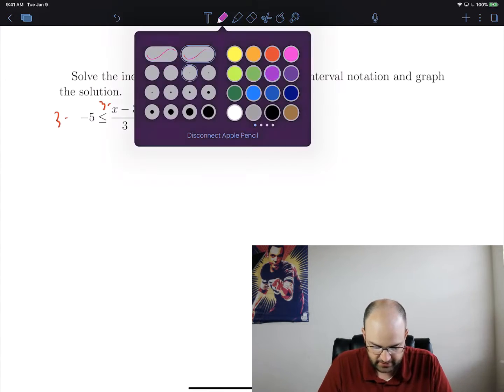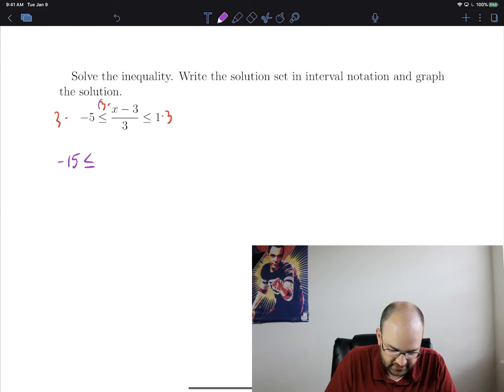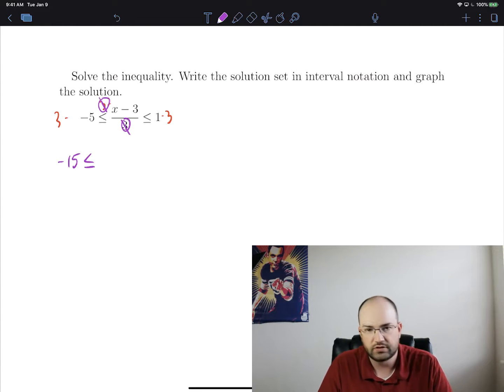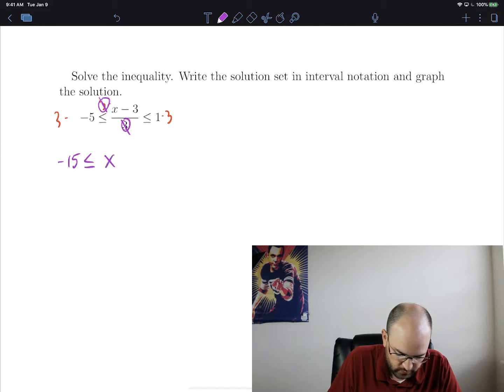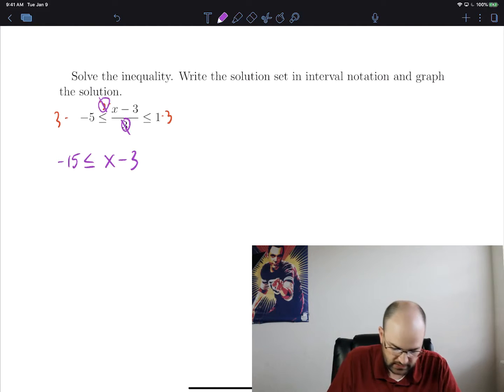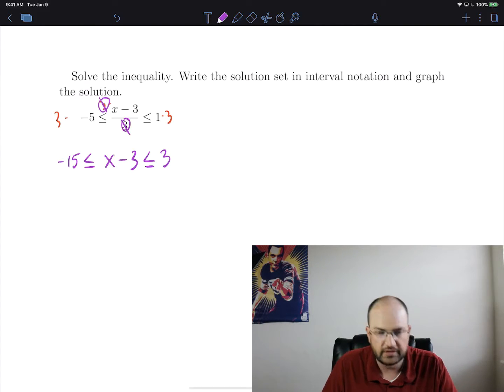So the left-hand side, 3 times -5 is -15. Less than or equal to, now notice that this 3 and this 3 cancel each other, because 3 divided by 3 is 1. If there was anything else, let's say it was 6 divided by 3, that'd give us a 2, and then you'd have to distribute the 2 to both the x and the -3. But 3 divided by 3 is 1, and distributing a 1 does nothing. So all we're left with is x minus 3. Then less than or equal to 1 times 3 is 3. Good.